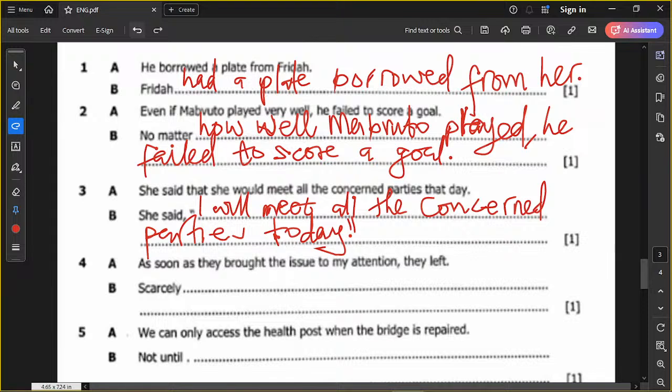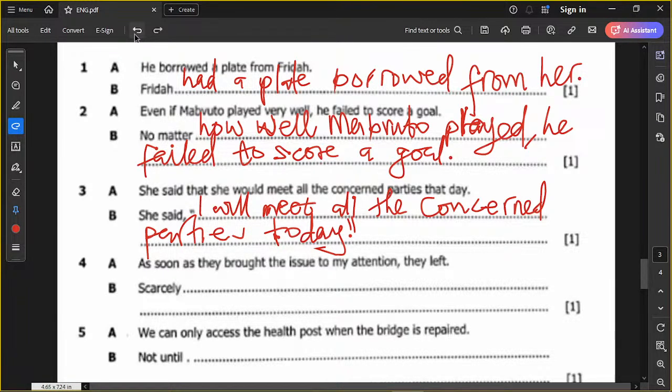Question 4. As soon as they brought the issue to my attention, they left. Start with scarcely. Okay, so meaning people brought an issue to the attention of someone and then immediately they left. Okay, so that they, after reporting, they never stayed. So how do we write this?